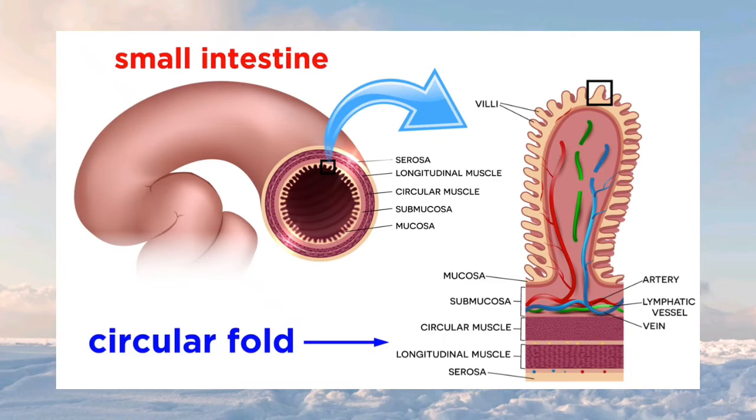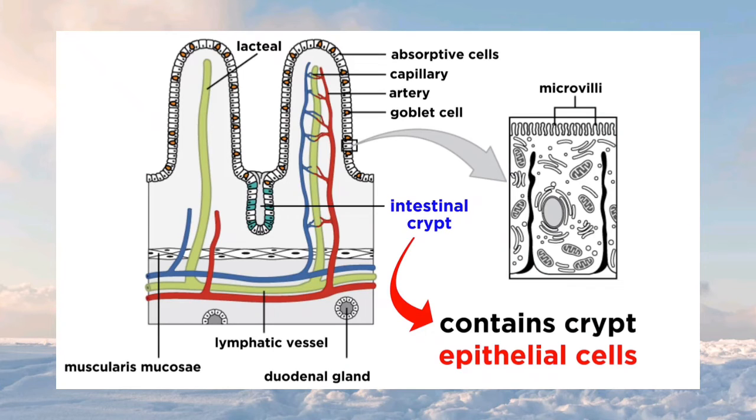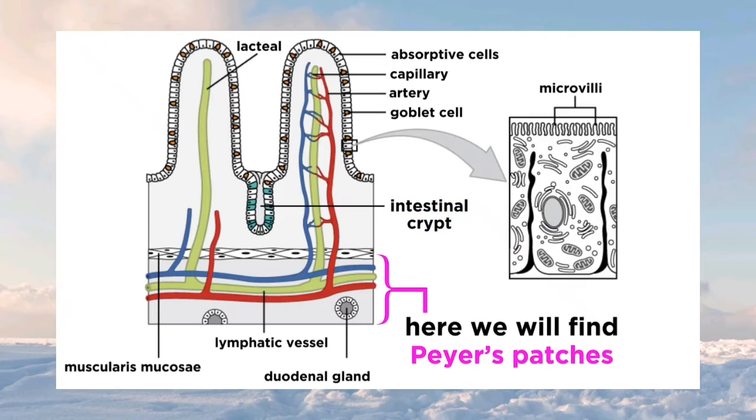The small intestine is perfect for absorption of nutrients. It is very long to begin with, and the circular folds, finger-like villi, and much tinier microvilli amplify the absorptive surface area even more so. Crypt epithelial cells secrete intestinal juice, which contains mucus and helps with the absorption. The mucosa of the small intestine is also where we will find Peyer's patches, the lymphoid nodules we learned about when we looked at the lymphatic system.